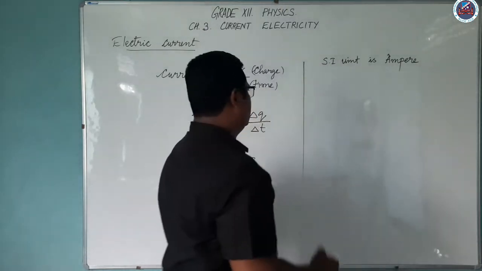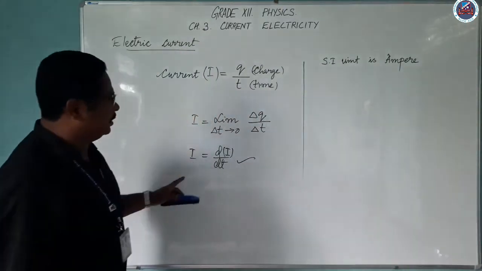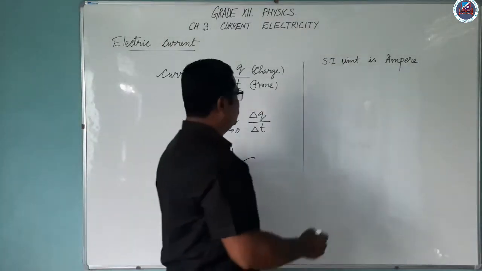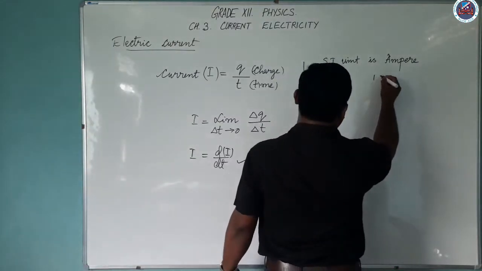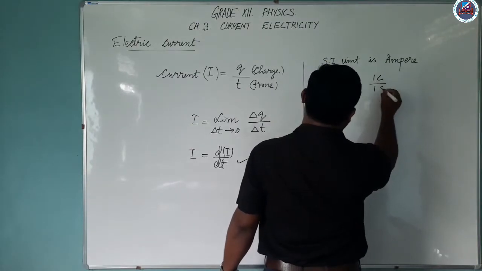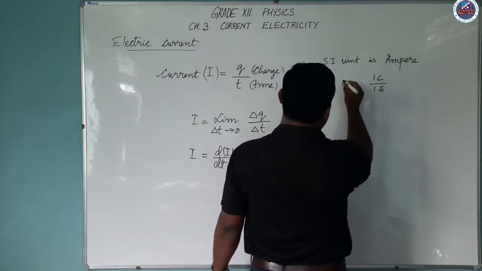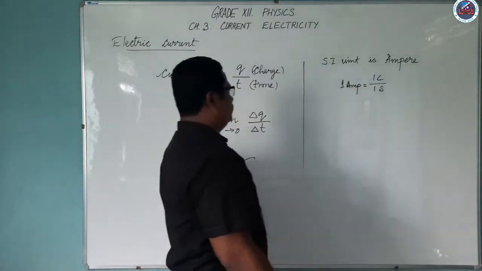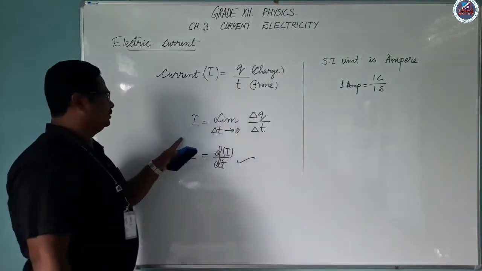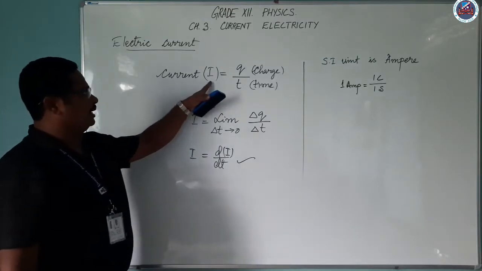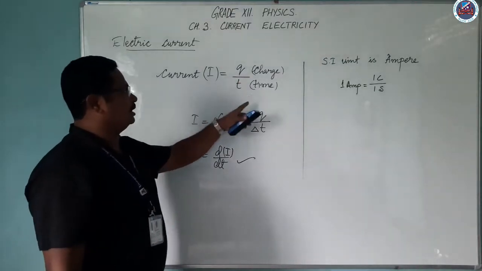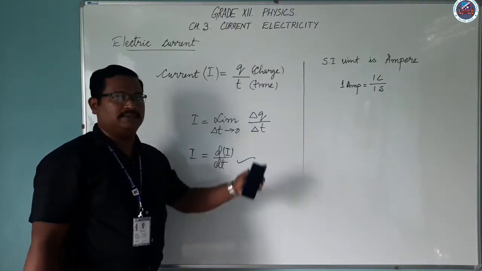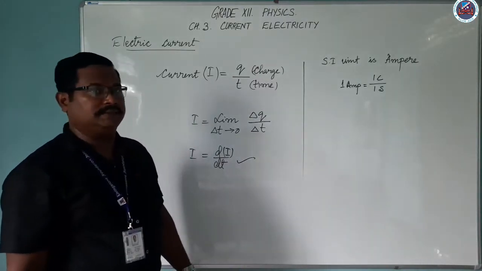We say that 1 ampere of current is flowing through a conductor of unit cross section when 1 coulomb of charge flows for 1 second. Then the current, we call it as 1 ampere. So 1 ampere, you look at the formula, is 1 coulomb of charge that flows per second. That is the SI unit of electric current.